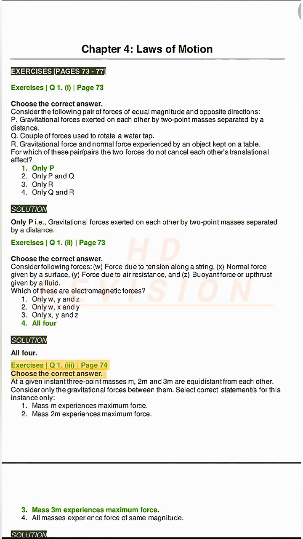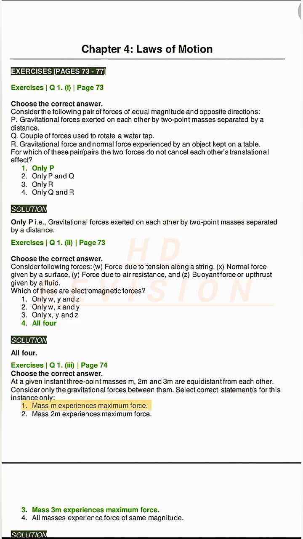Exercises Q1, page 74. Choose the correct answer. At a given instant, three point masses m, 2m and 3m are equidistant from each other. Consider only the gravitational forces between them. Select the correct statement for this instant only.